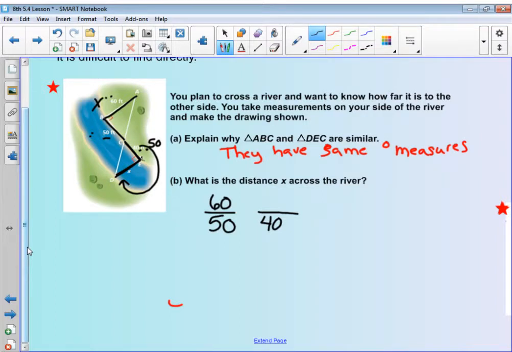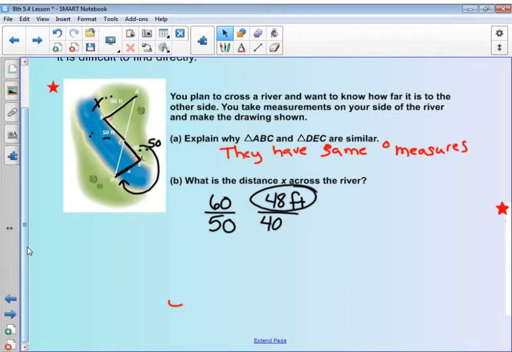Okay, so sometimes they're going to take that triangle and they're going to turn it. So with similar figures, they're going to turn them and you're going to have to match sides. Okay, so now I'm going to cross multiply, divide. So let's see. 40 times 60 and divide that by 50. It gives me 48. So it's 48 feet across the river. Okay, so that's just taking it up a notch using those indirect measures.